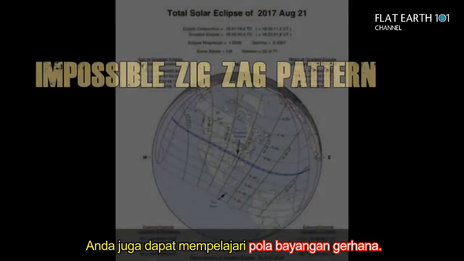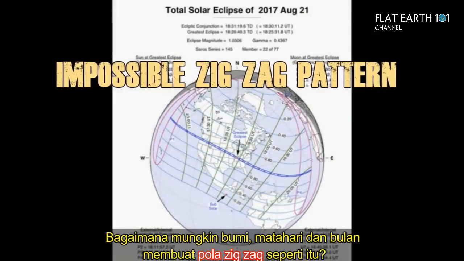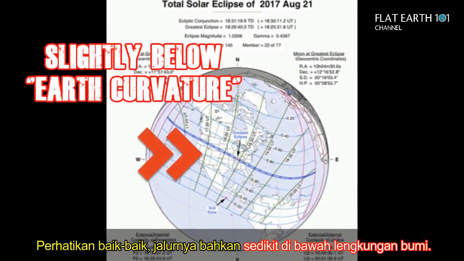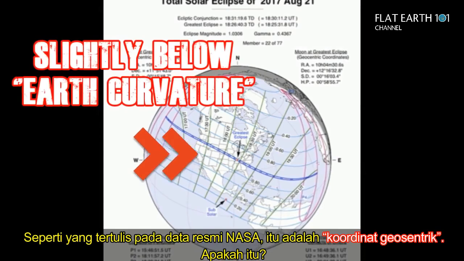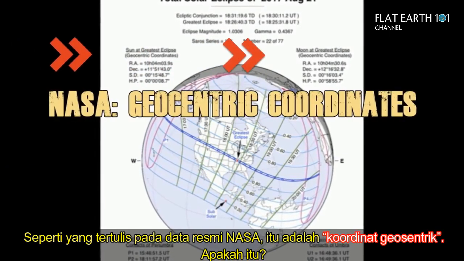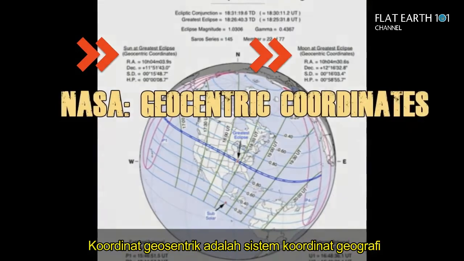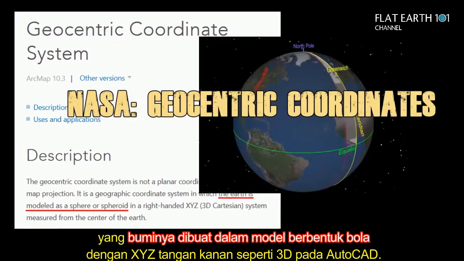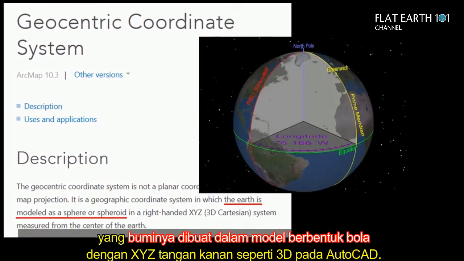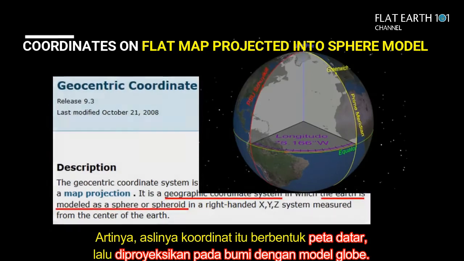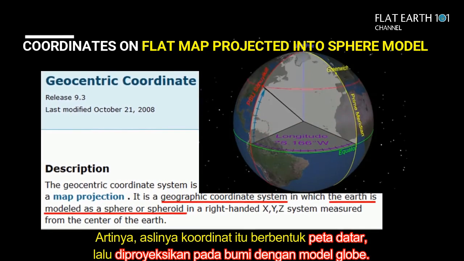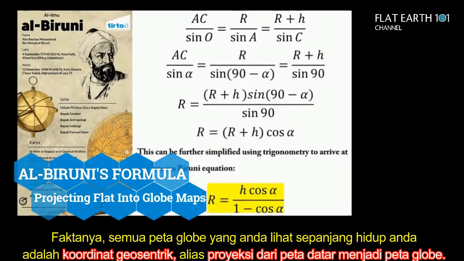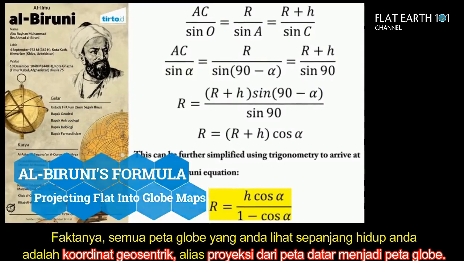You can also study the eclipse pattern. How can the Earth, the Sun, and the Moon create such a zigzag pattern? Look carefully. The path even goes slightly below the Earth's curvature. As NASA wrote in its official data, it is a geocentric coordinate. What does it mean? Geocentric coordinate is a geographic coordinate system in which the Earth is modeled as a sphere or spheroid in right-handed XYZ, like 3D in AutoCAD. That means originally the coordinate is in a flat map, then projected into the Earth globe model. In fact, all globe maps that you've seen in your entire life are a geocentric coordinate, or a projection from a flat map to a globe map.